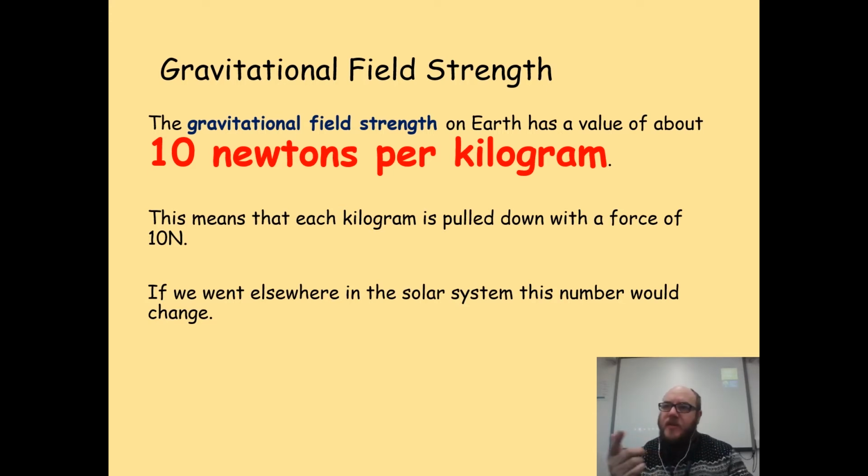If we went somewhere else in the solar system, this number would change. On the moon, it's about 1.6. So for every kilogram, the force would be 1.6 newtons. And the gradient of my graph, which would be less steep, as I've said, would give you a value of around 1.6. In fact, the gravitational field strength of the Earth is about 9.81.